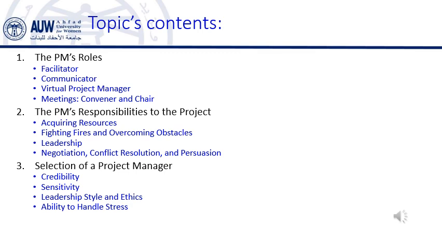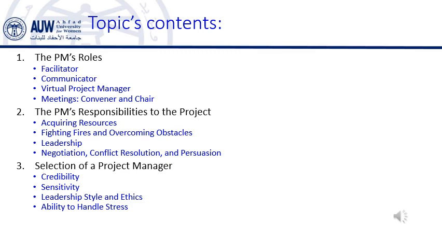Facilitator. This means the PM helps ensure that things run smoothly. They coordinate tasks and ensure that all team members are working together effectively. For example, if a task is delayed because one team member needs more resources, the PM might step in to facilitate by reallocating resources or adjusting the schedule.